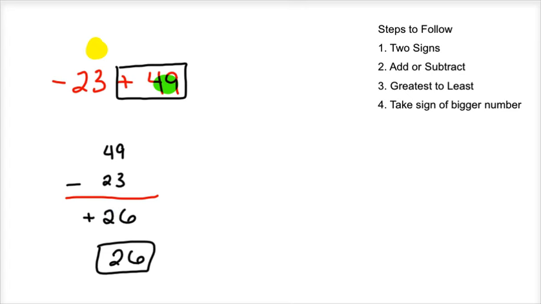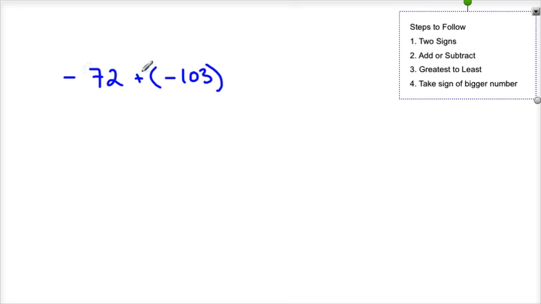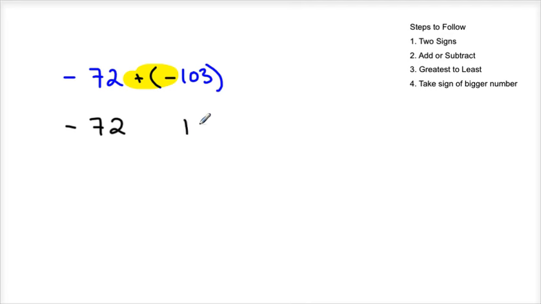Let's take a look at another one. Negative 72 plus negative 103. Do I have two signs? No. Okay, so right here in the middle, I have 1, 2, 3 signs because I have two signs in the middle. I don't want these two signs. So this is going to be what? Negative 72, is it plus 103 or minus 103?